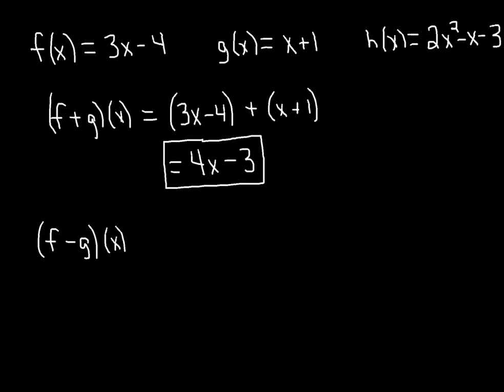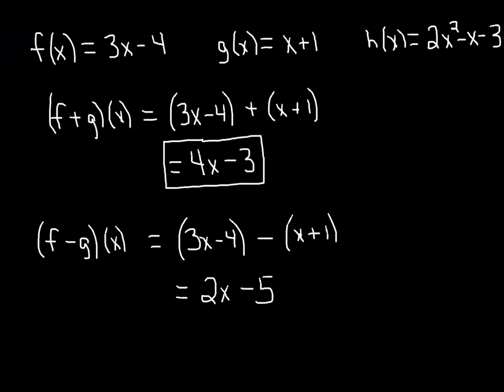Let's look at another example, f minus g of x. So again, you just plug in your functions here. So f of x is 3x minus 4 minus g of x, x plus 1. Now, be careful when you do the subtraction one so you don't get confused, because it's a negative 1 that distributes through. So it's 3x minus x, which is 2x, and it's negative 4 minus 1. So negative 4 minus 1 is negative 5. So f minus g of x is 2x minus 5. So here's an example of subtraction function operation.